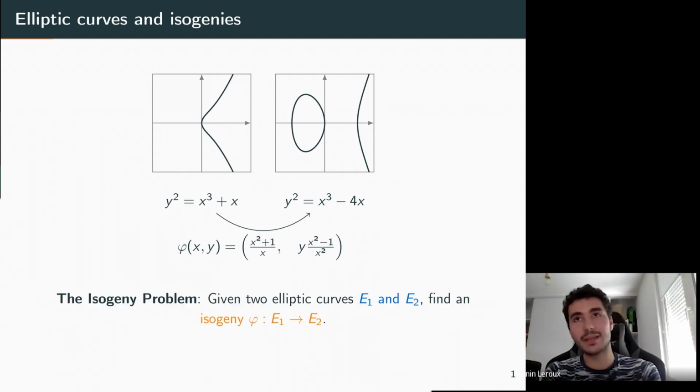And the problem that is at the heart of isogeny-based cryptography is what we call the isogeny problem. Given two elliptic curves, E1 and E2, I want to find an isogeny connecting these two elliptic curves. Of course, you have to assume several things to be sure that such an isogeny exists. And later on, we will see a refined version of this problem, but this is really the idea of the hard problem that we are going to use.